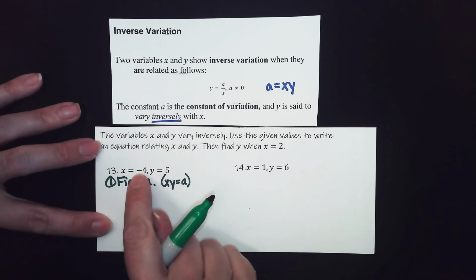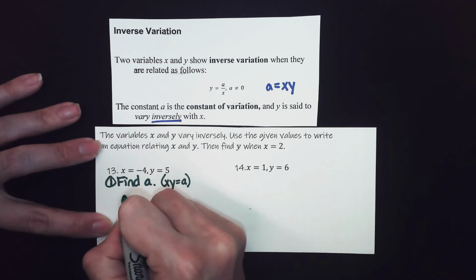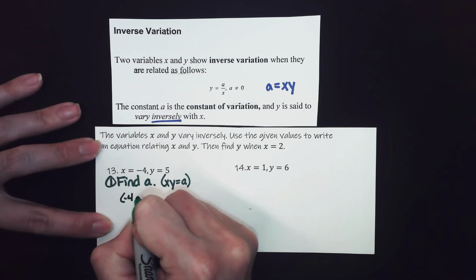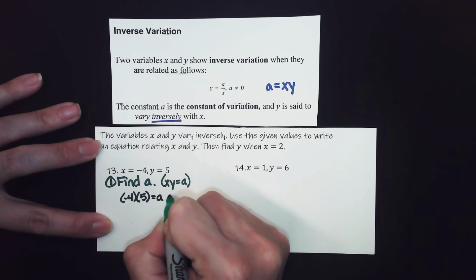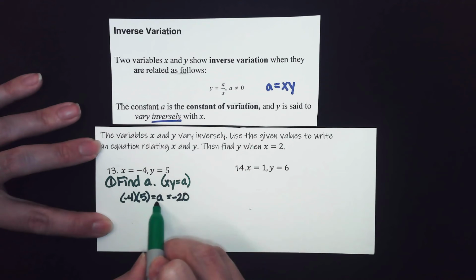So in my problem, it gave me x is -4 and y is 5. So I have -4 times 5 equals a, which is -20. Okay? So I found a.